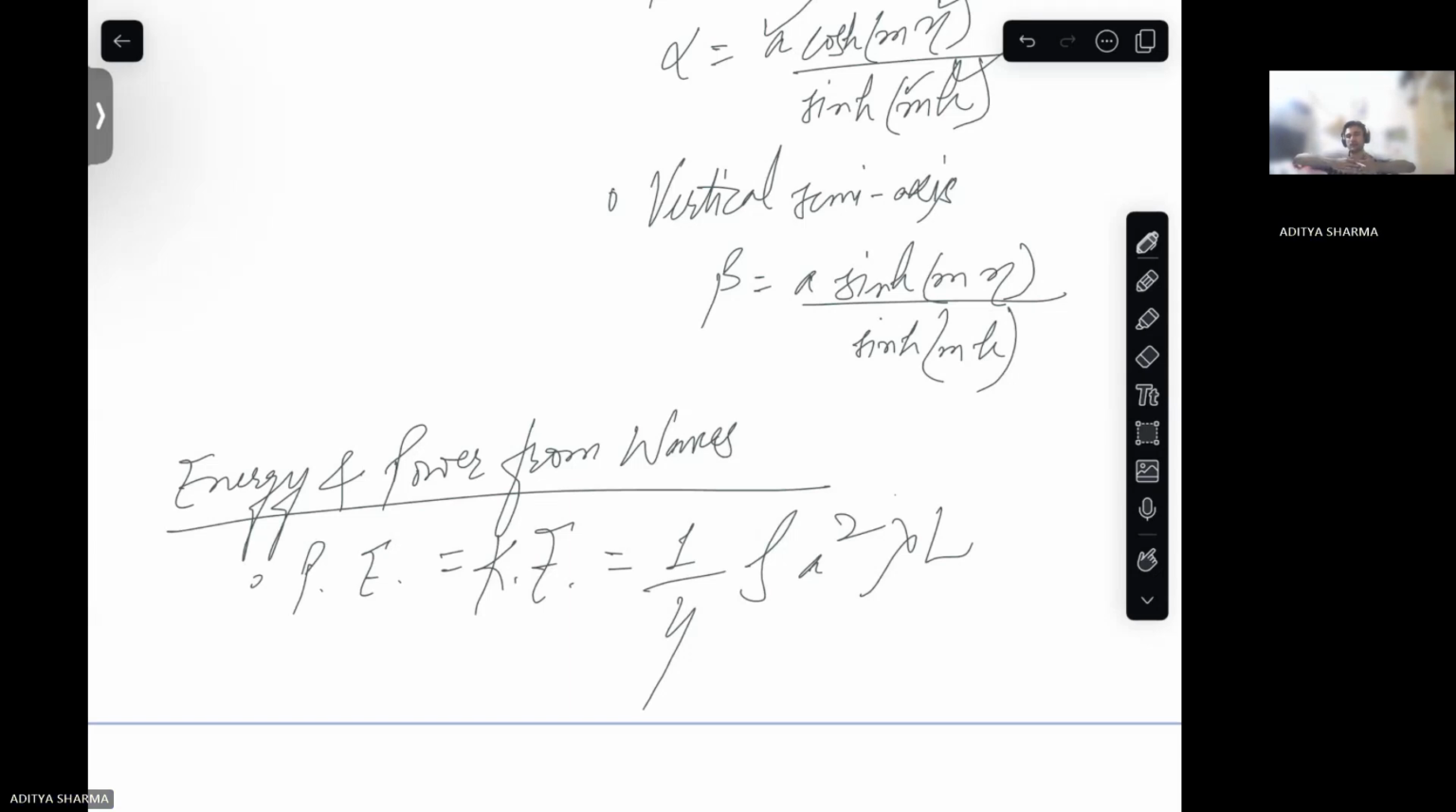So wave will have some width, perpendicular to the direction of motion. If the wave is moving in this direction, it will obviously have some width on the water surface. So L is that width, g is your acceleration due to gravity. So these are the potential energy and kinetic energy related to your wave motion.